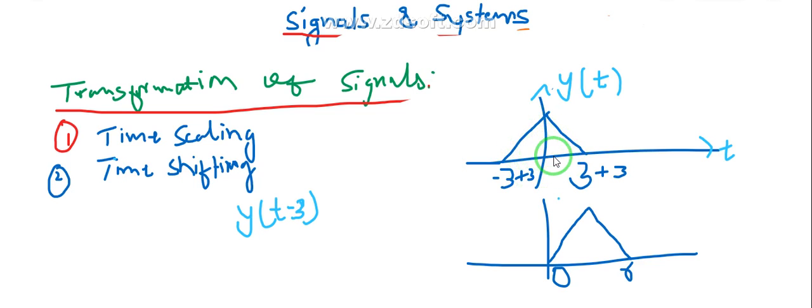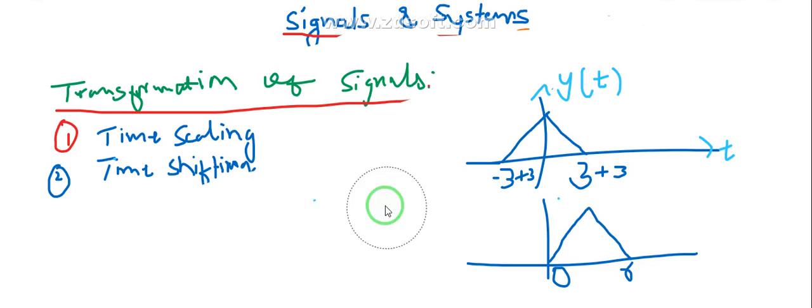This was the earlier signal. After shifting, the signal is shifted to run from 0 to 6. The width has not changed. The width was the same, only the signal is shifted. This is about your time shifting operation.